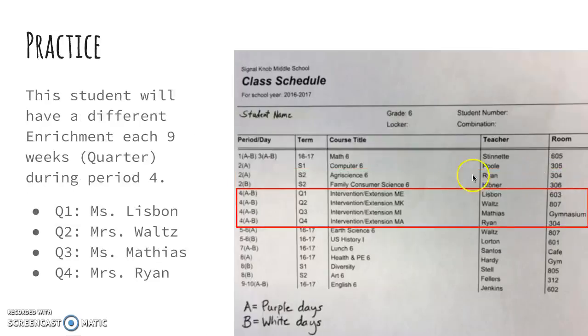Period 4 is enrichment for all students and all grade levels every day. On this sample schedule, this student will have a different enrichment for each 9 weeks or each quarter during period 4, and that's why you see those 4 quarters listed. For quarter 1, they will have Miss Lisbon, quarter 2, Mrs. Waltz, quarter 3, Miss Matthias, and quarter 4, Mrs. Ryan. On open house night, when you meet those teachers, they'll give you more information about what that particular enrichment course will be about.